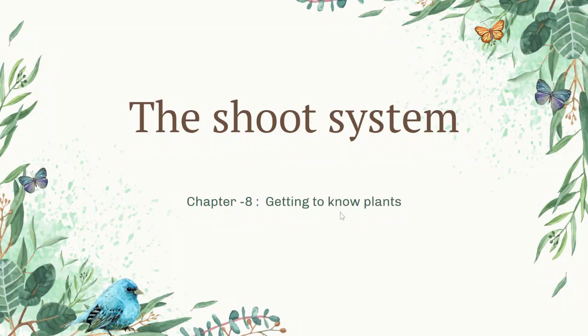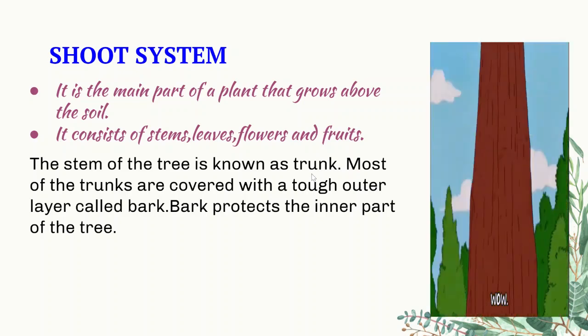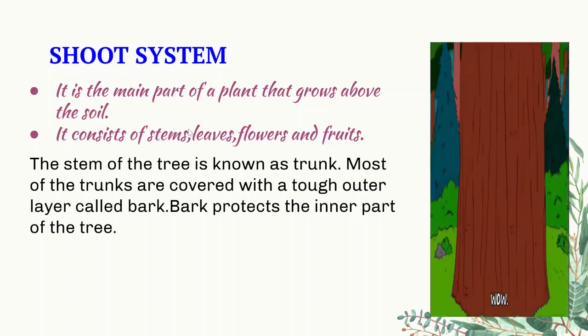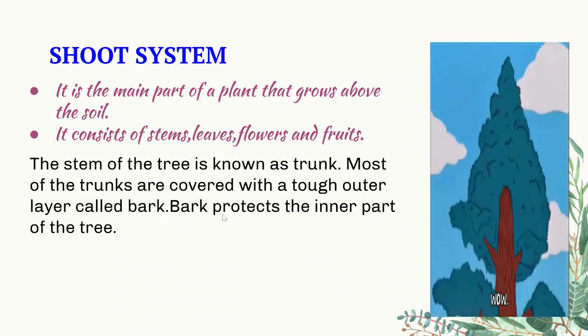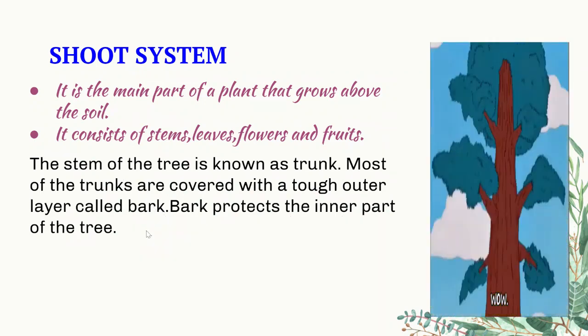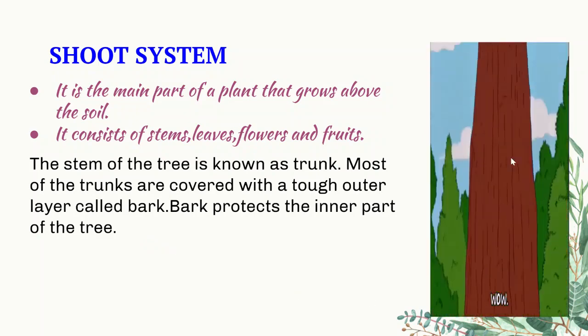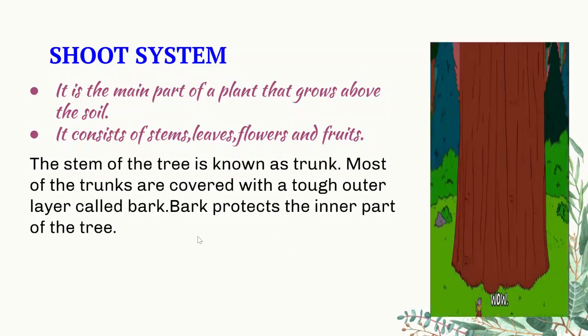Dear children, today we are going to discuss the shoot system. So, let's get started. As we all know, shoot means the stem. The stem of the tree is known as trunk. Most of the trunks are covered with a tough outer layer called the bark. And children, you can see the bark of the tree here. This bark protects the inner part of the tree.